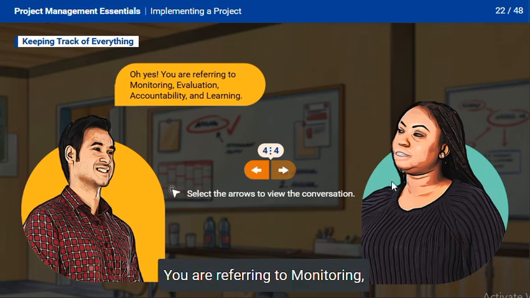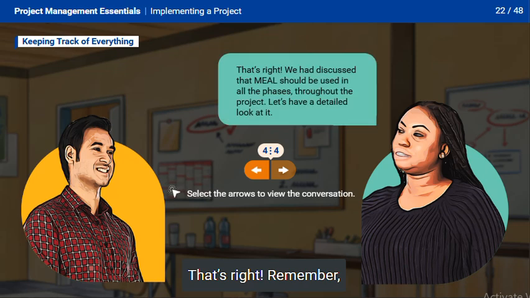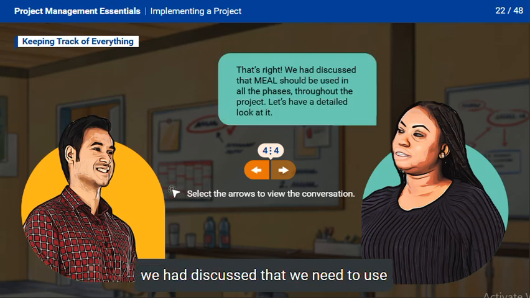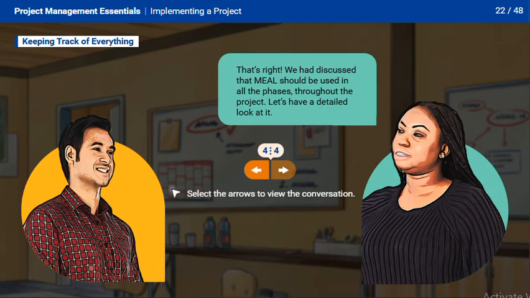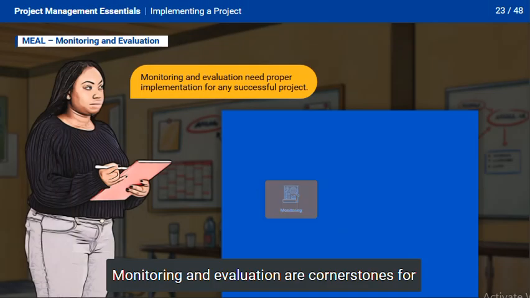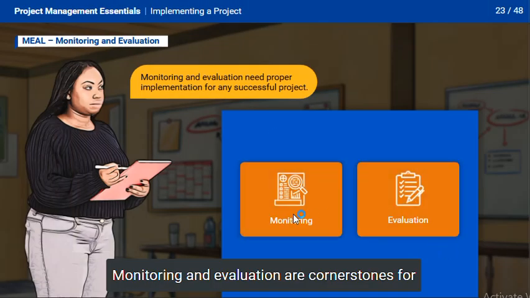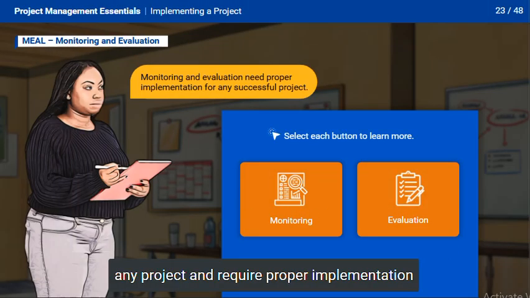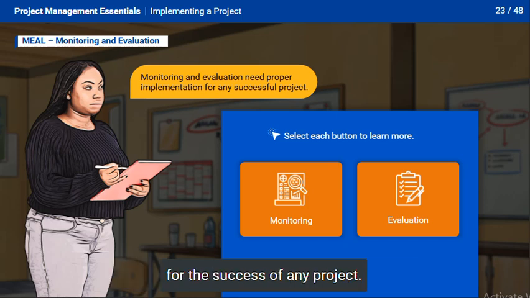Oh, yes. You are referring to monitoring, evaluation, accountability, and learning. That's right. Remember, we had discussed that we need to use MEAL in all the phases throughout the project. Let's have a detailed look at it. Monitoring and evaluation are cornerstones for any project and require proper implementation for the success of any project.